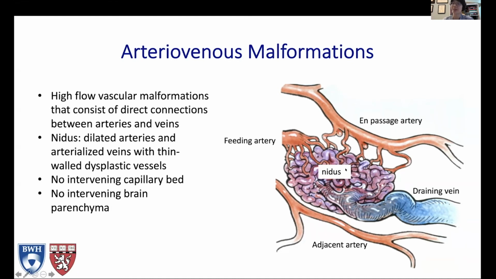So we talk about the nidus, which is the actual AVM. There's the feeding artery. These are the vessels that feed the AVM, meaning they bring blood to the AVM. And then there's the draining vein, which brings blood away from the AVM.